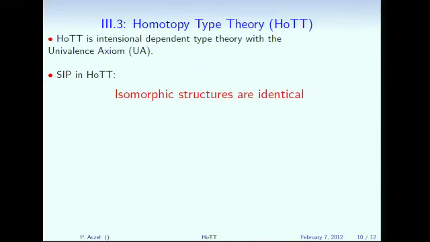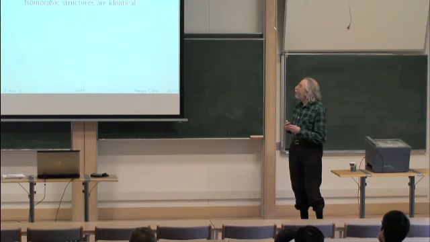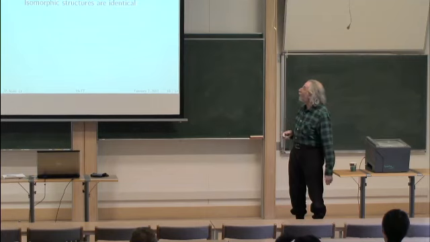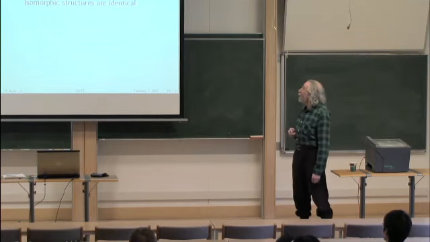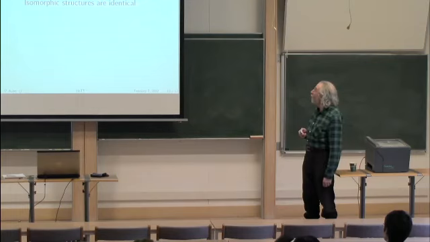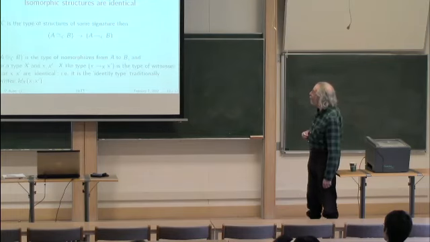In the type theory, there's the notion of identity of types and identity between the elements of any type. And the univalence axiom gives this principle. So in homotopy type theory, you have this principle: you can only express structural properties of structures.